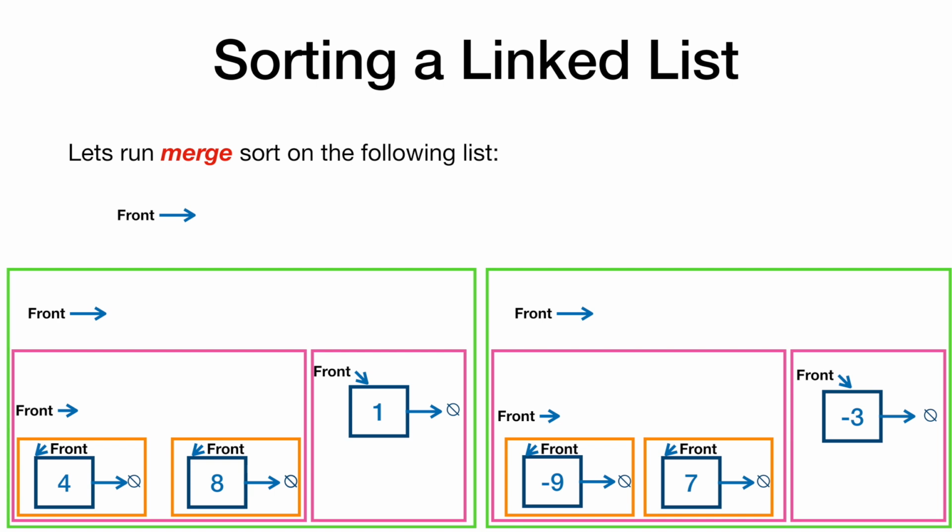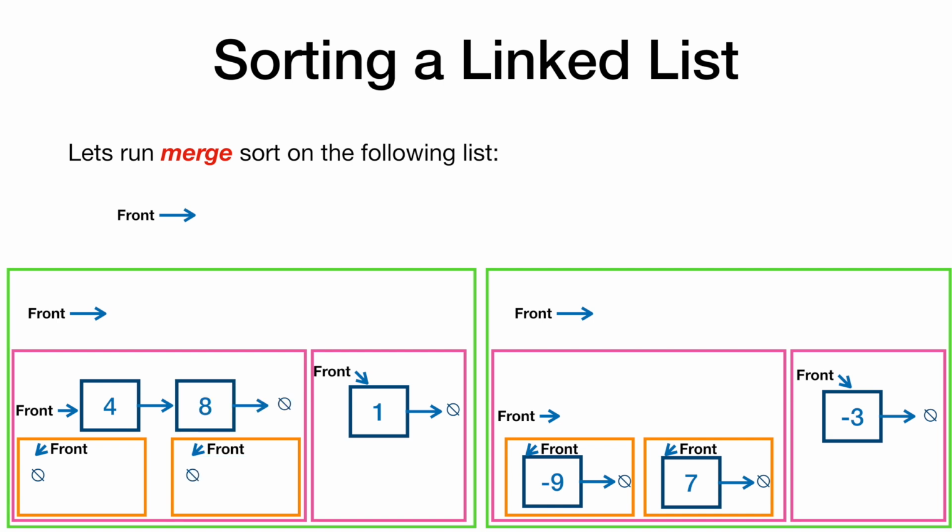So then we need to start working our way back up the tree, right? So we're going to look at this pink box here, and it has two child lists that it's going to try and merge. So it needs to decide which goes first in my return structure. Is it 4 or 8? Well, 4 is smaller, so 4 goes in the list first, and then 8. Same thing over here, right? -9 goes before 7.